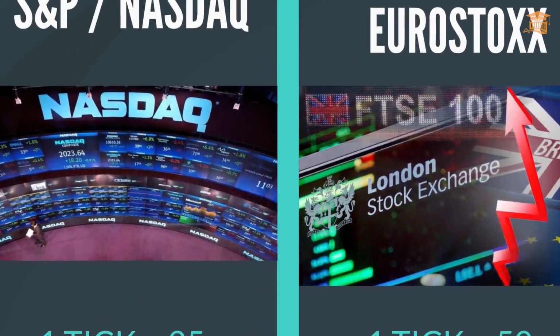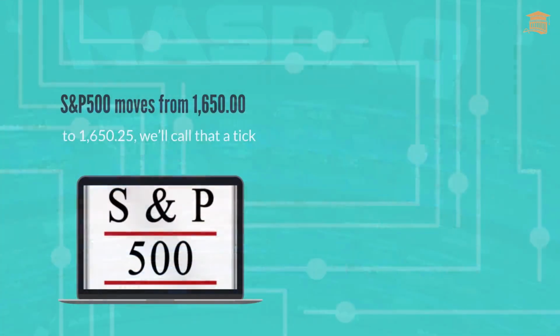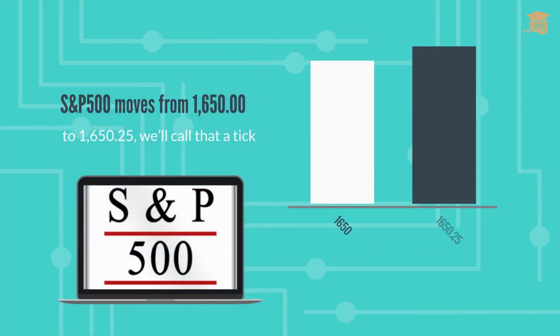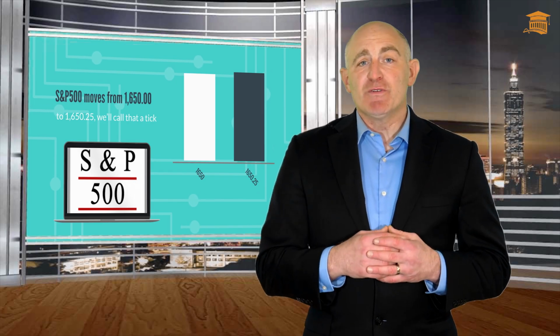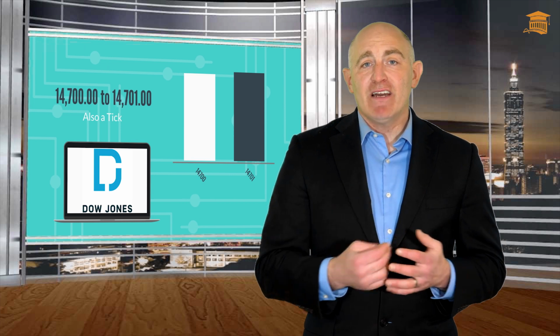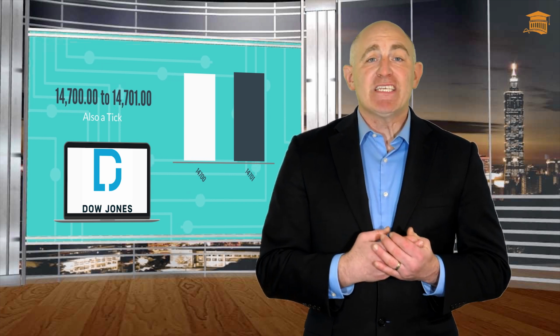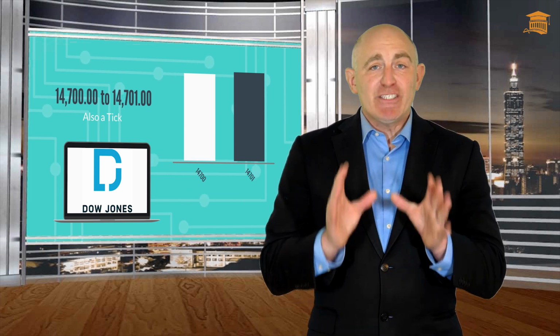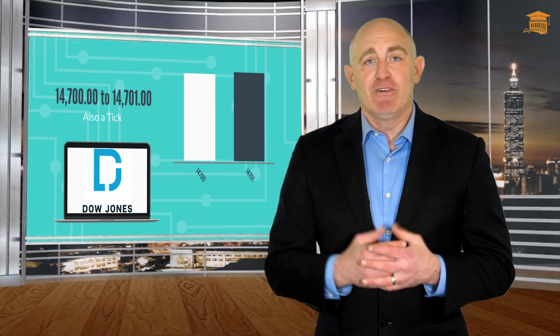So if the S&P 500 moves from $1,650 to $1,650.25, we'll call that a tick. However, if the Dow Jones moves from 14,700 to 14,701, that too is considered a 1-tick movement.